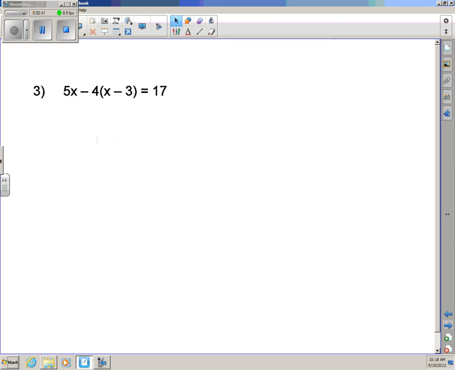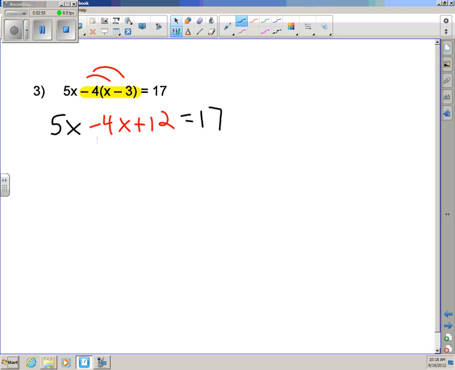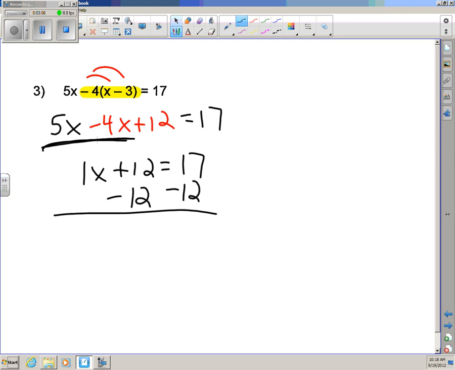Okay, next problem. Again, distributive property. But you've got to be careful because now you're distributing in a negative value. So I can bring down my 5x, not a problem. But now when I distribute in here, I get negative 4x plus 12, and that's equal to 17. Like terms on the same side is just 1x plus 12 equals 17. Subtract 12, and x is just 5.